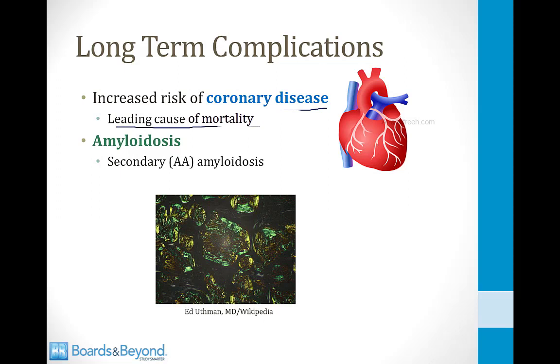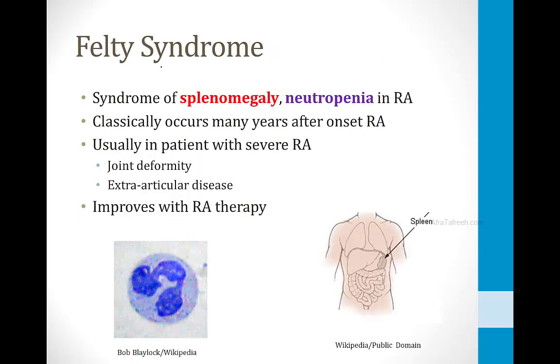Another long-term complication is secondary amyloidosis. Amyloidosis occurs when you get amyloid deposits in the kidneys and in other tissues. There can be a primary amyloidosis, which is a plasma cell dyscrasia, but you can also get amyloidosis secondary to autoimmune diseases, and rheumatoid arthritis is one of the classic conditions to cause secondary amyloidosis. This is a picture of a biopsy showing the apple-green birefringence of amyloid to remind you that amyloidosis can occur secondarily to rheumatoid arthritis. I'll finish this module by discussing Felty syndrome.